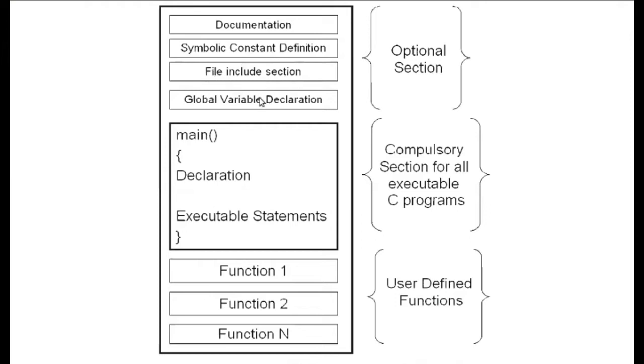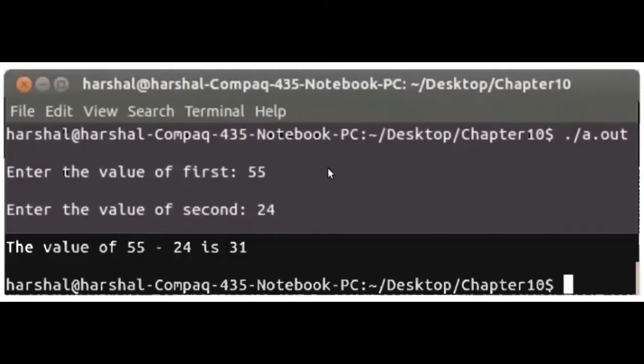Then global variable declaration. The variable that has scope outside this main function, we declare here. Okay. Then there are different functions, user-defined functions after main if you want. This type of program also we are going to see. Okay, this is how to take output. We have just seen using terminal.